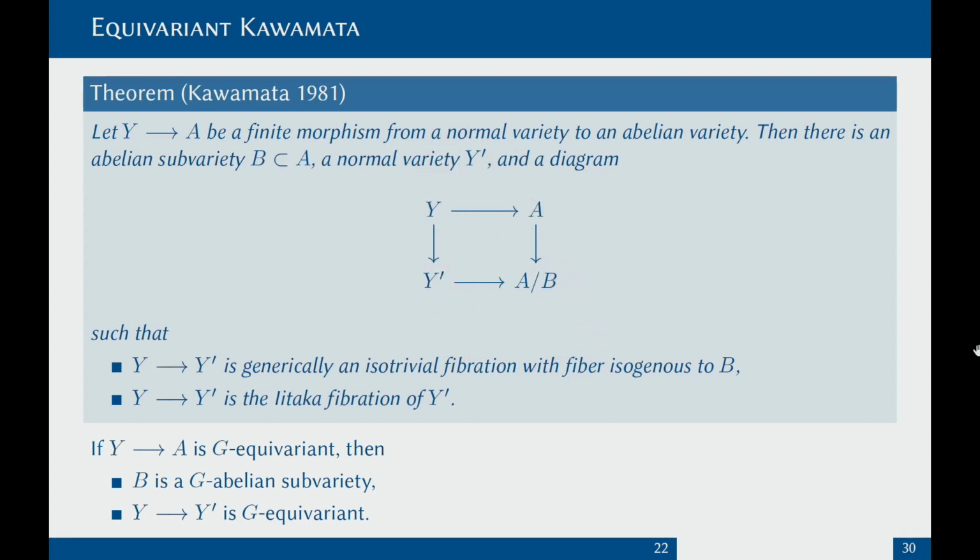So in particular, the map on the left is a fibration by abelian varieties. And the map from Y to Y prime is, as I said, generically an isotrivial fibration with fiber isogenous to B. And this map on the left is the Iitaka fibration of Y prime. So in particular, the dimension of Y prime is exactly the Kodaira dimension of Y.